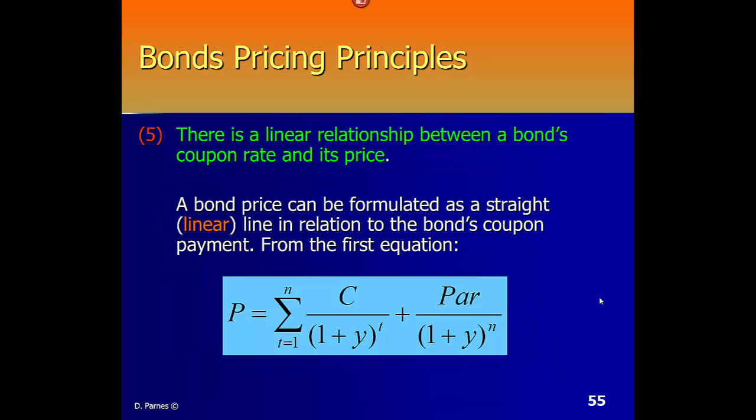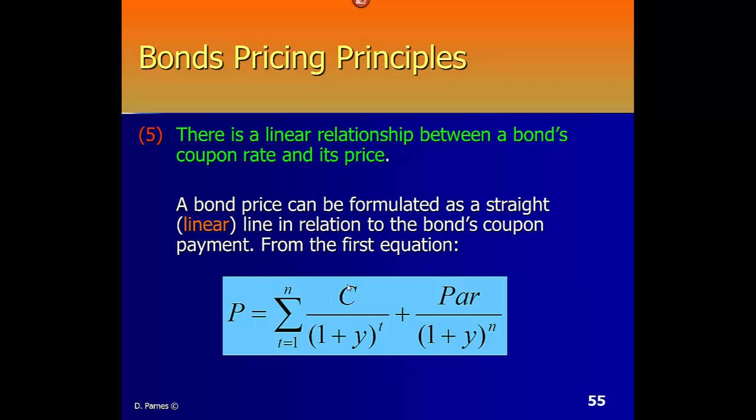Principle number 5 is a very simple principle, but in fact it's very powerful. So let me explain that. Principle number 5 says there is a linear relationship, a straight line relationship, between the bond's coupon, C, and its price, P. We're measuring the relationship between the price of the bond and the coupon of the bond, C. And this is something very easy to observe straight from the equation.